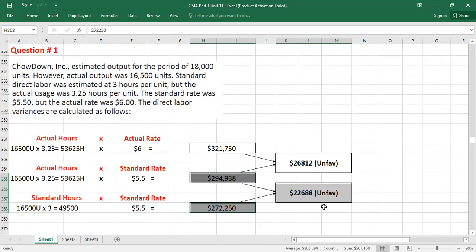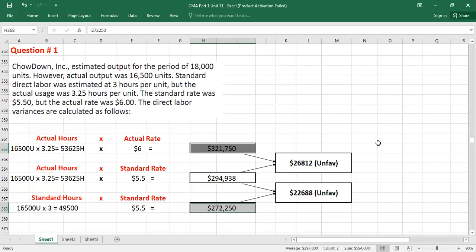If you want to calculate the total labor variance, we can just net off the price variance, I mean the rate variance, with the quantity variance, I mean the efficiency variance. So you can get the total variance, or you can take the difference of the first line and the last line. This would result in the total labor variance.